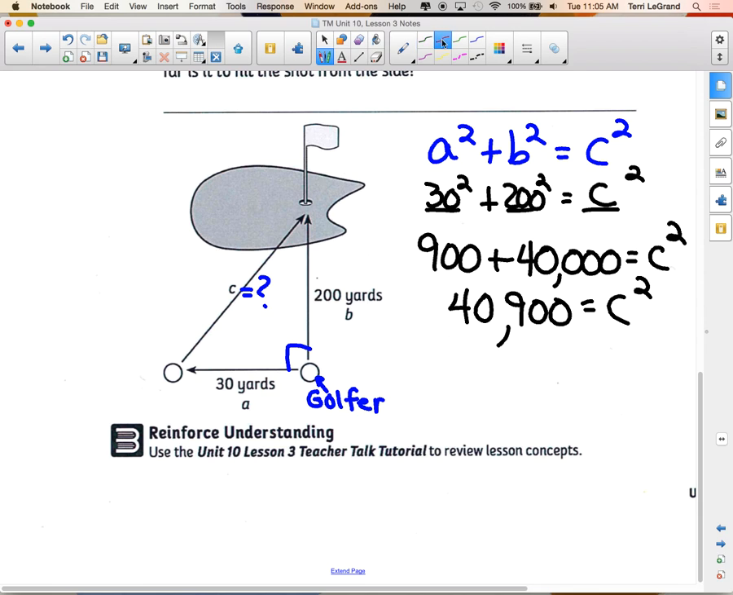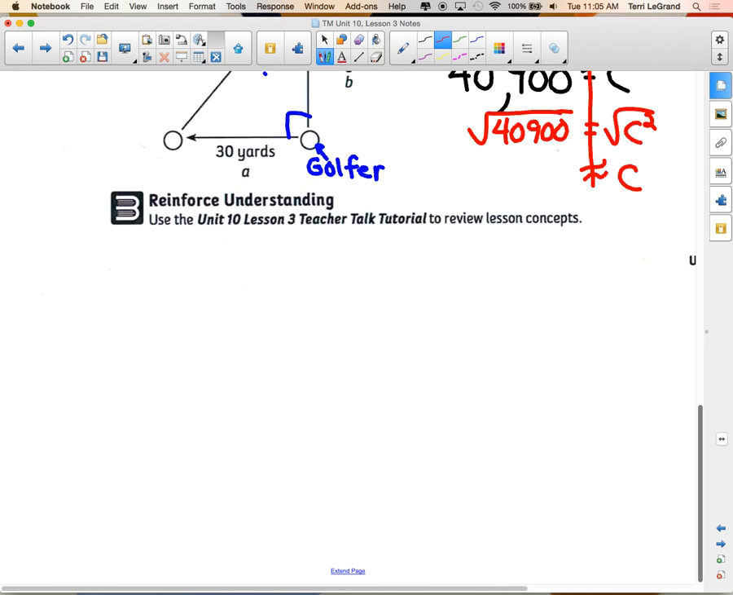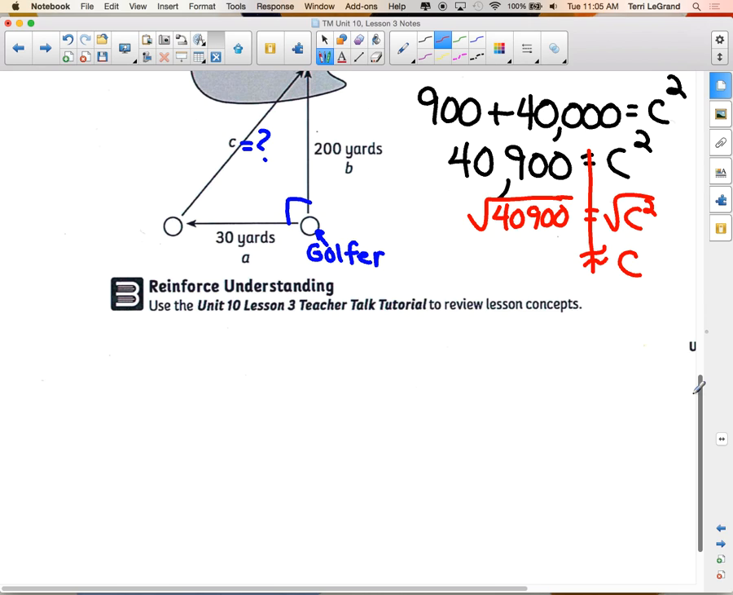I'm thinking that you should get C squared equal to 40,900, do you agree? Okay, now we're finally ready to solve it. We'll take the square root of 40,900. We'll take the square root of C squared. And I'm kind of convinced 40,900 is not a perfect square. If you prove me otherwise, if you need to.